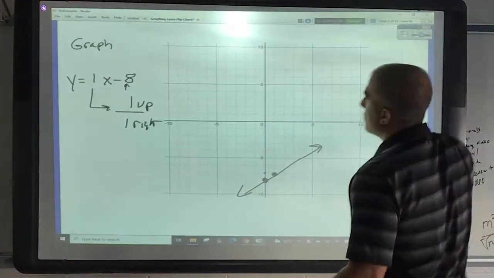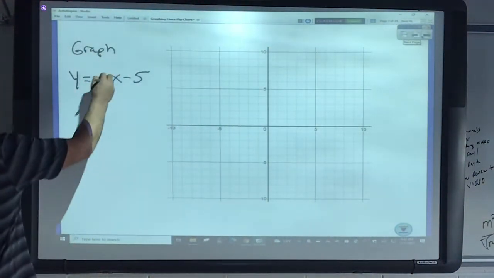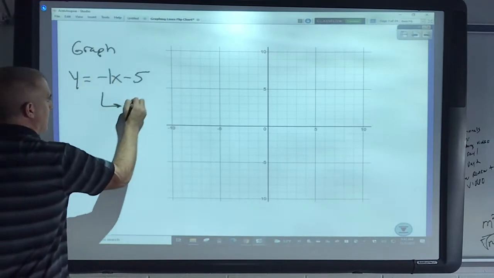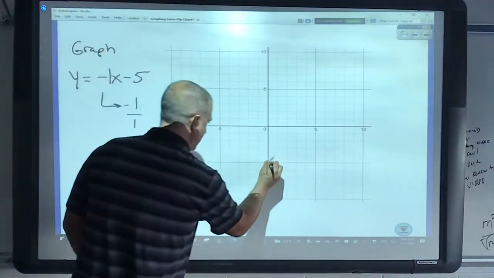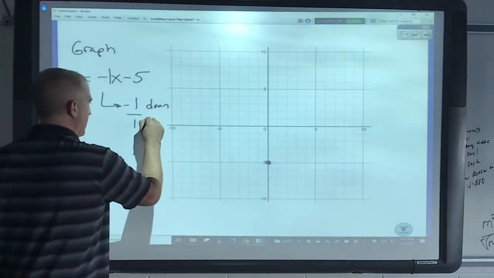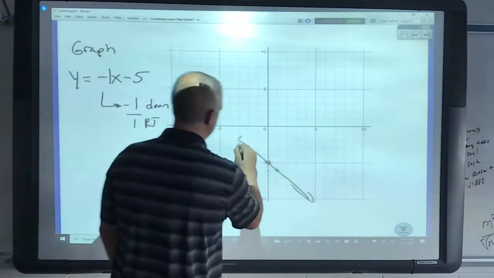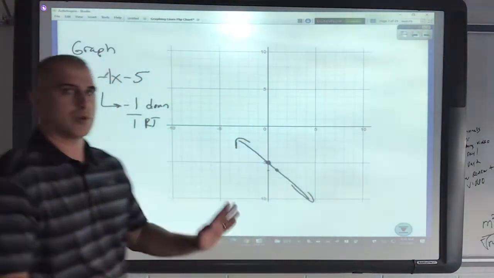The most important thing that you're going to do is make sure your slopes are correct. All right, now what number is here? -1. So as a fraction, that's -1 over 1. We've got a y-intercept of -5. That's 1 down, 1 right. 1 down, 1 right, connect the dots. Negative slope, good shape.